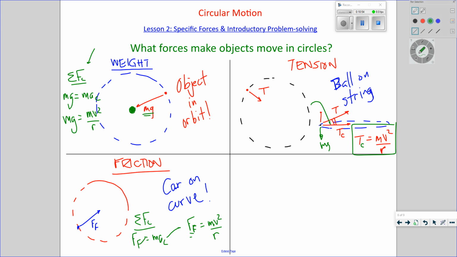Okay, and then the last one, normal. This happens quite a bit, really. So imagine that it's contact with a surface that allows you to move in a circle. And I hear you saying, this is contact with a surface. Yeah, except normal forces always point perpendicular to the surface. So we need something where perpendicular to a surface always points inward.